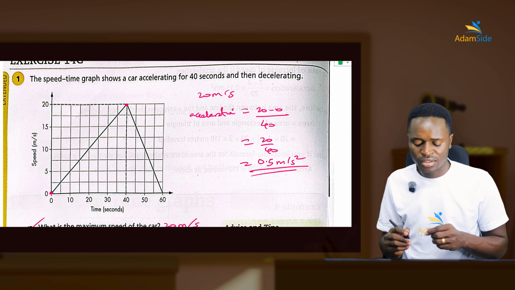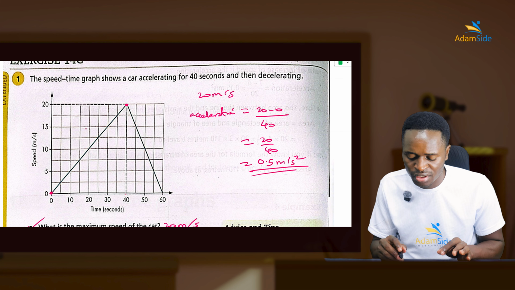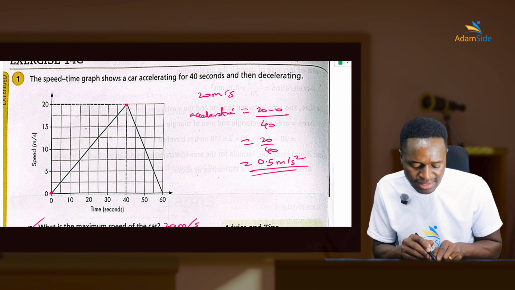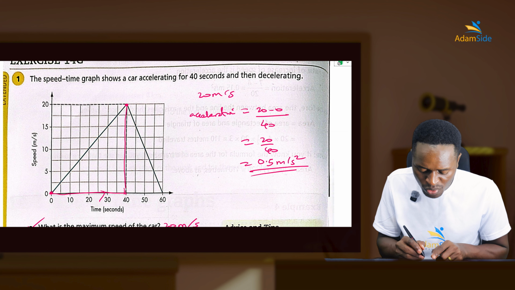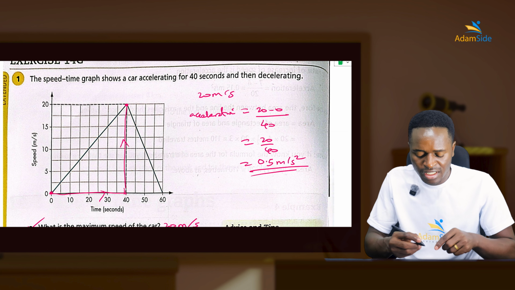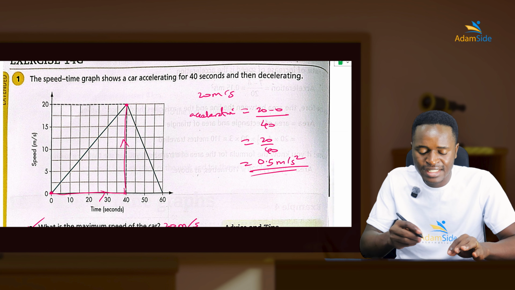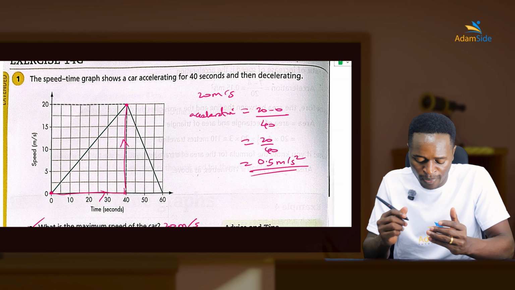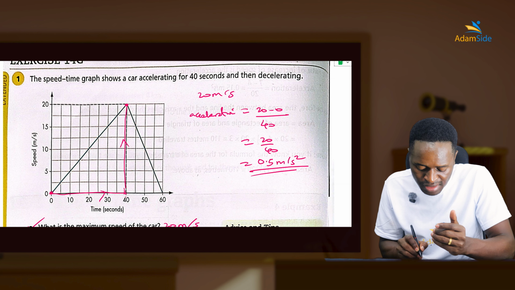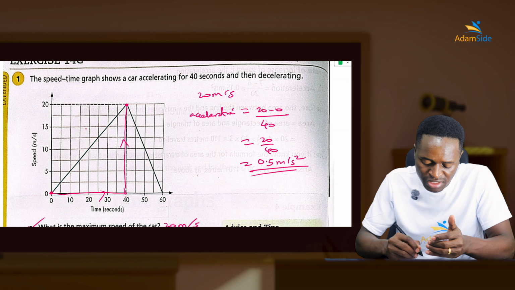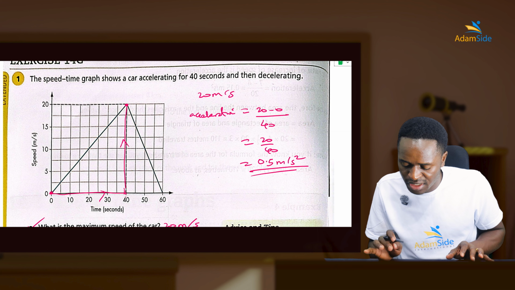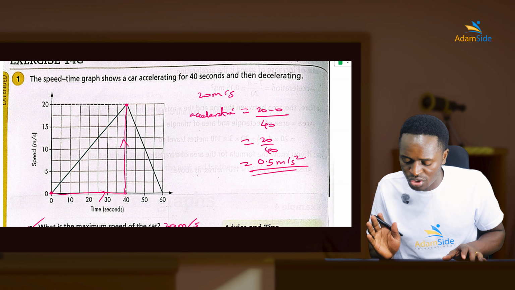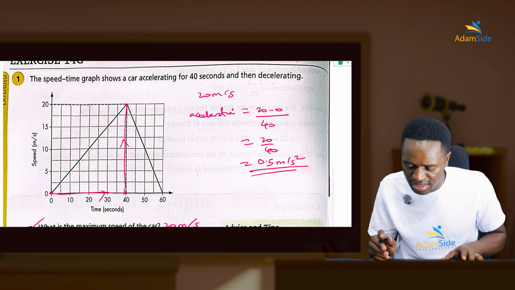So if you're looking for the initial acceleration, you take the final speed minus the initial speed, divided by the time taken. We know acceleration is equal to the rate at which speed changes per given time. The time that the speed changes is 40 seconds, and the speed went from 0 to 20. So you just say 20 divided by 40, you get 0.5 meters per second squared.